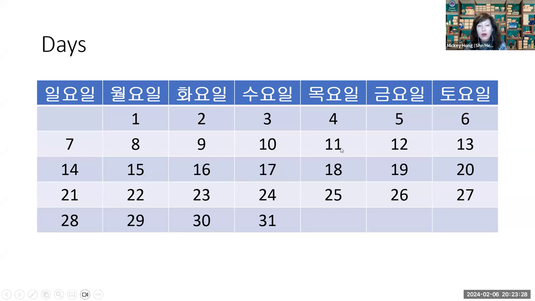Same thing for 11th. You don't say ship il il. 11일. 21st, 21일. And 31st, 31일. Don't say it the wrong way, okay?